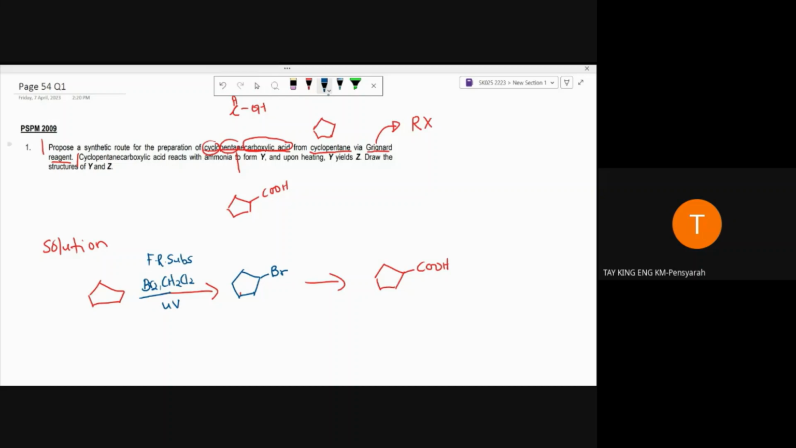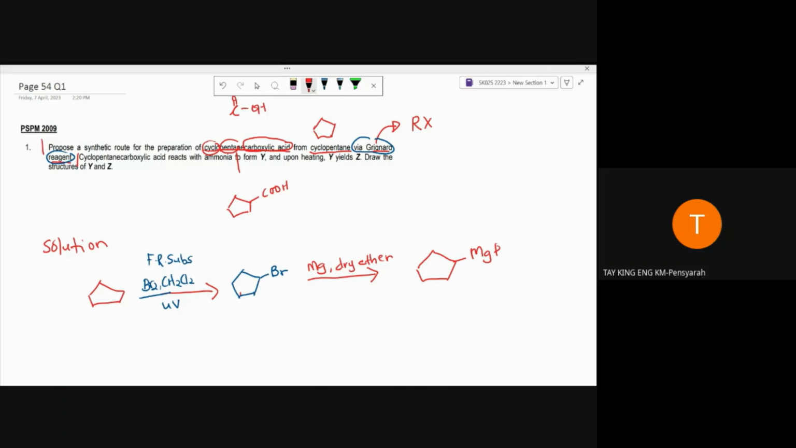haloalkane, it tells us we have to use the Grignard reagent. So the haloalkane now here we have to convert to Grignard reagent. So if we want to continue with the Grignard reagent, we use the reagent magnesium in dry ether. So dry ether is very important. So the cyclopentane will continue, so it will become MgBr.